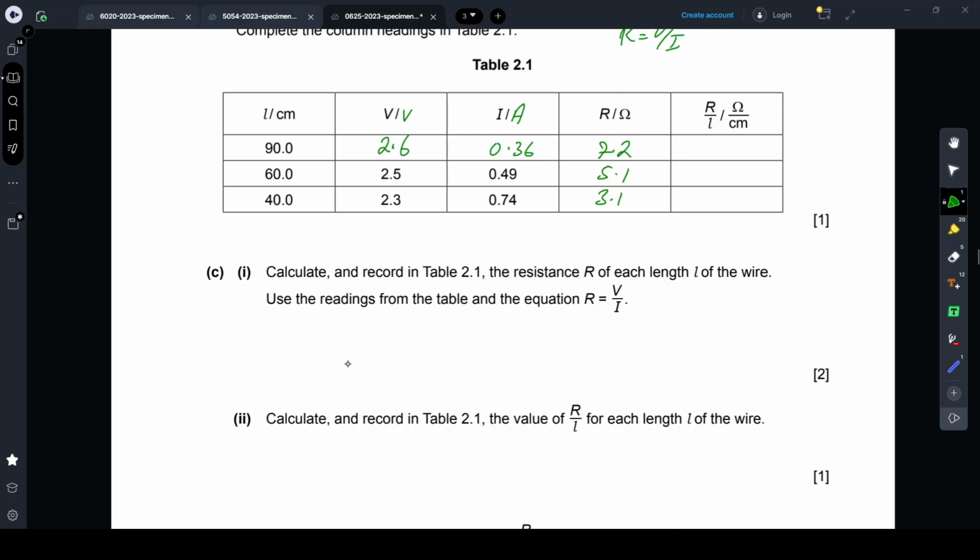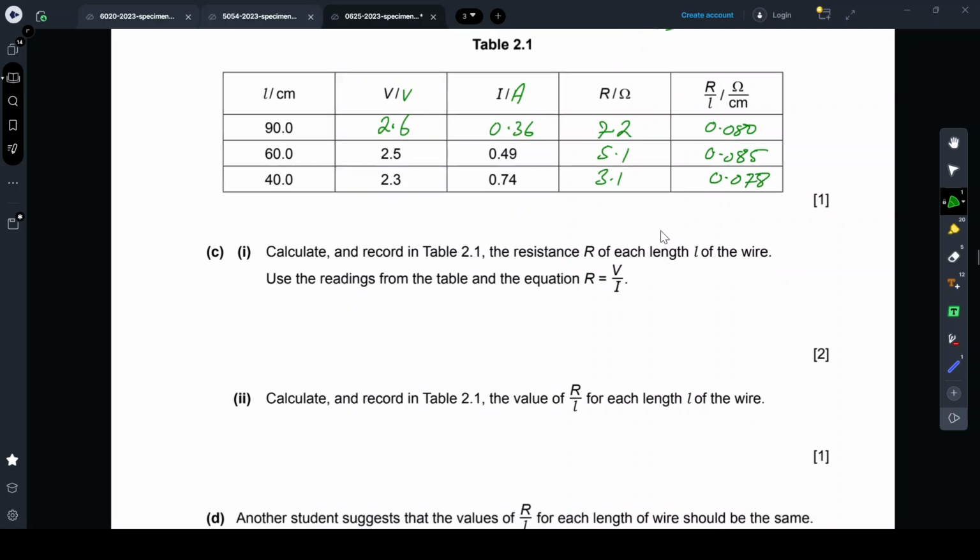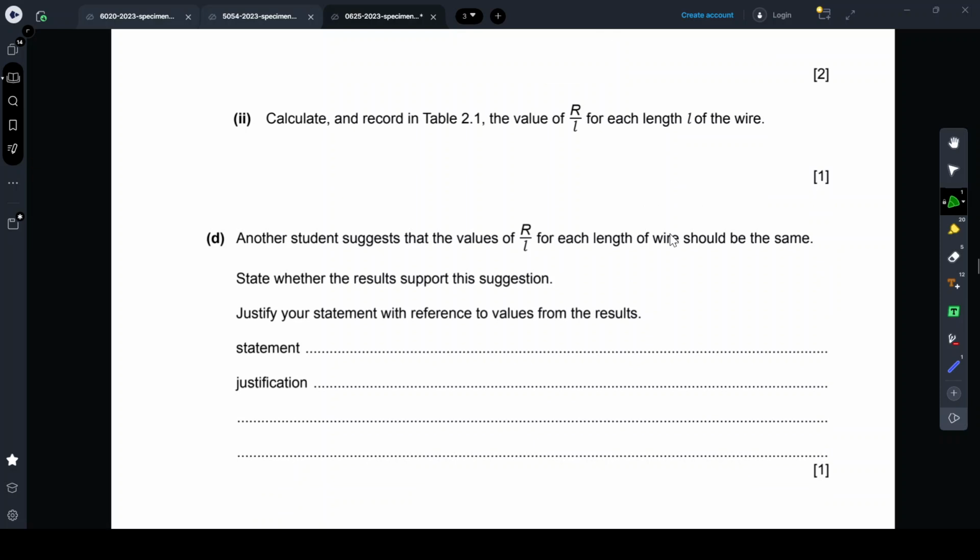Okay, so that's done. Calculate and record in table 2.1 the value of R over L for each length. So divide 7.2 by 90. So it's going to be 0.080. Then 0.085. And lastly 0.078. Right, so those are correct.